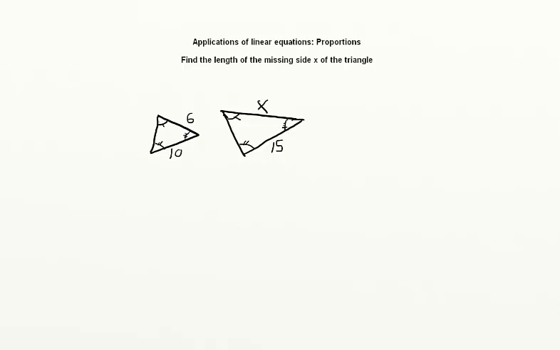Find the length of the missing side x of the triangle. Okay. In this problem we're given 2 triangles. In the first triangle we have the 2 sides found. We're not really concerned with the third side in this problem. And in the other triangle we have one of the sides found, but the other one is missing, and that's labeled x as indicated from the problem.